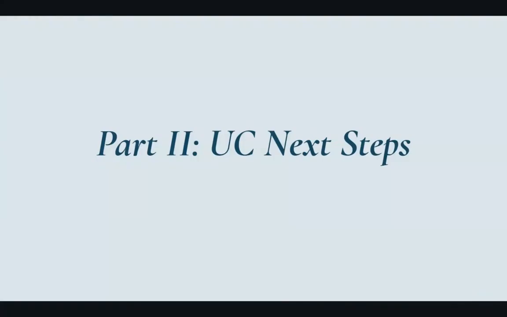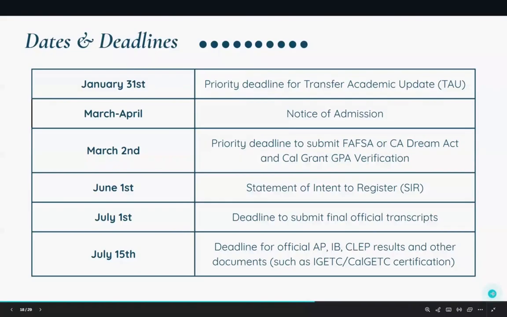Next, we're going to cover the UC Next Steps. Some dates and deadlines for the fall semester transfer is you do need to submit your transfer academic update by January 31st. This is the priority deadline to get that submitted. March through April is when you will get notice of your admission status. If you are applying for financial aid, whether that be the FAFSA or the California DREAM Act, the priority deadline to submit will be March 2nd. If you're a Cal Grant applicant, you will also need to submit your GPA verification by March 2nd.